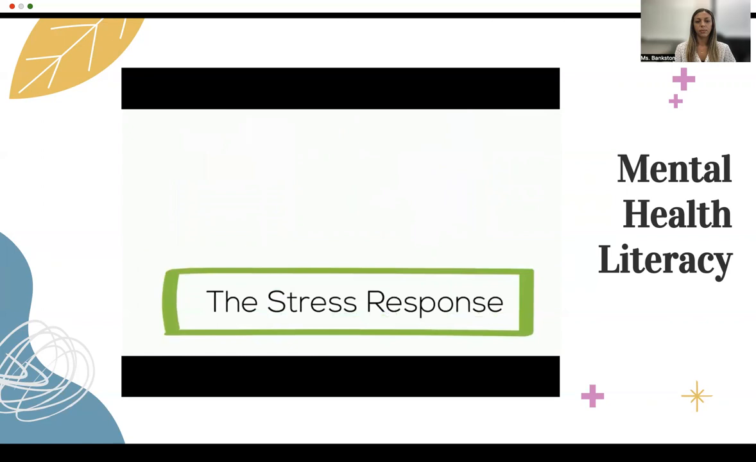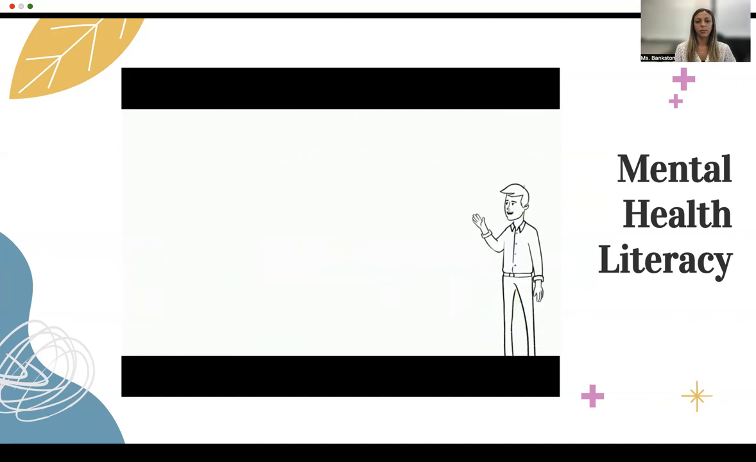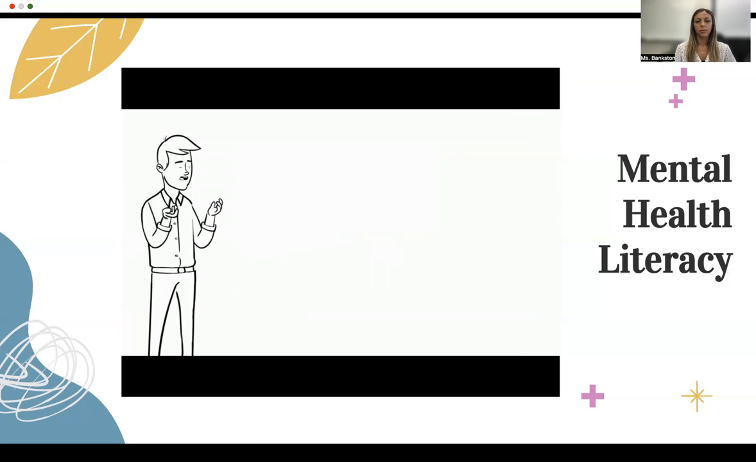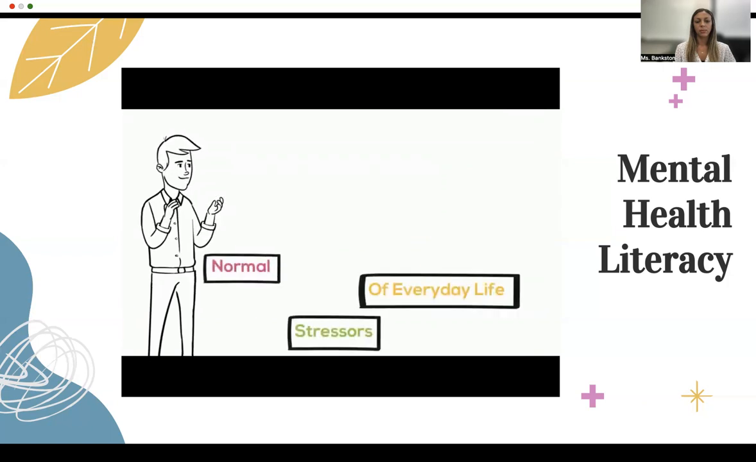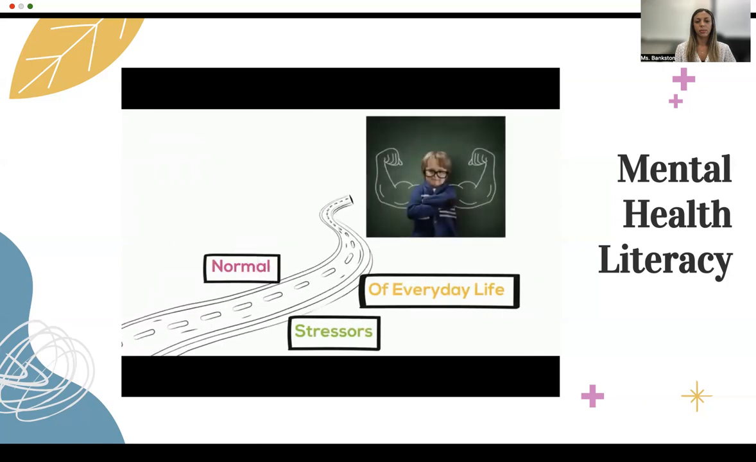Our stress response is the basis of resilience and adaptation. Once we successfully solve the problem, the stress response usually goes away because we've developed the skills we needed to adapt. We don't want to go out of our way and protect ourselves from these normal stressors of everyday life, because problem solving through these stressors is how we ultimately develop resiliency and the capacity to become successful adults.